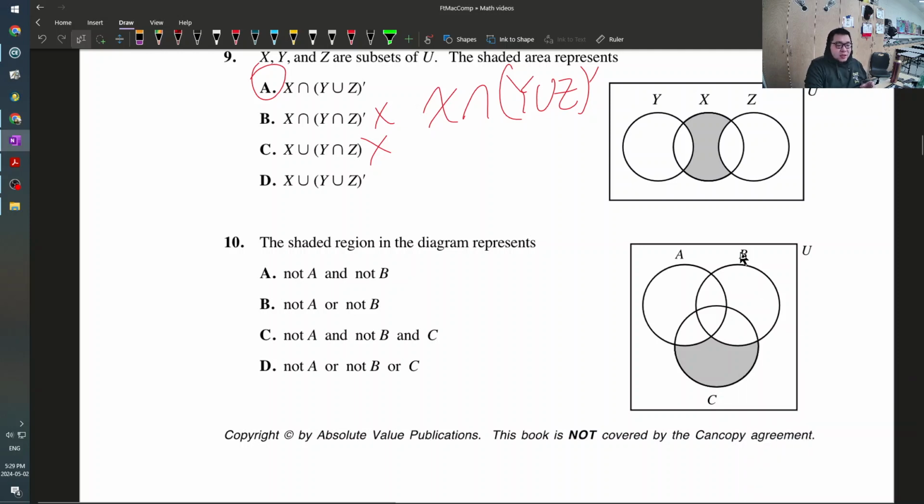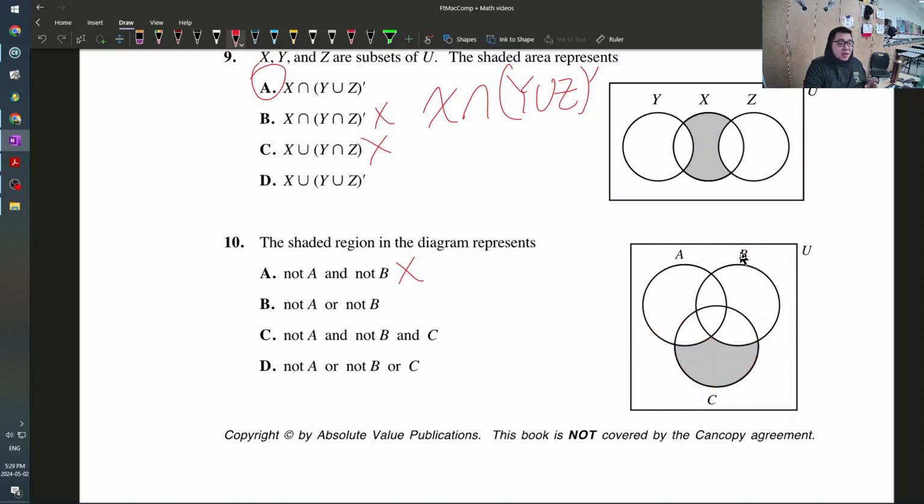Okay, so not A and not B will give you this area on the outside right here. So this cannot be correct. Not A or not B will give you this area right here.